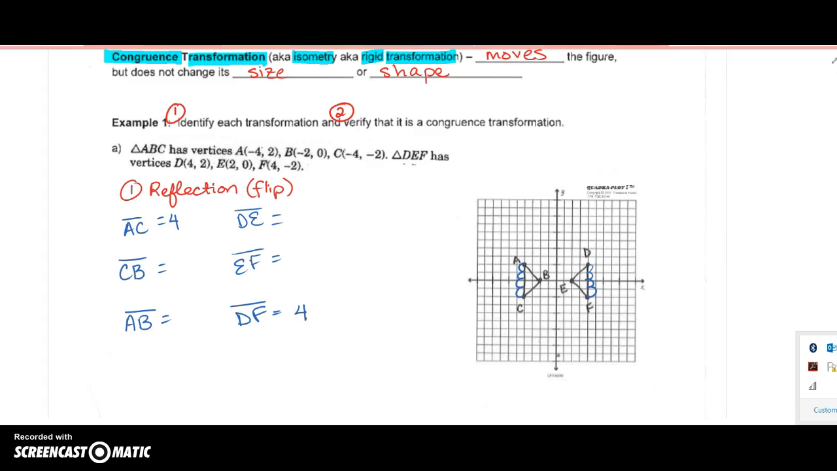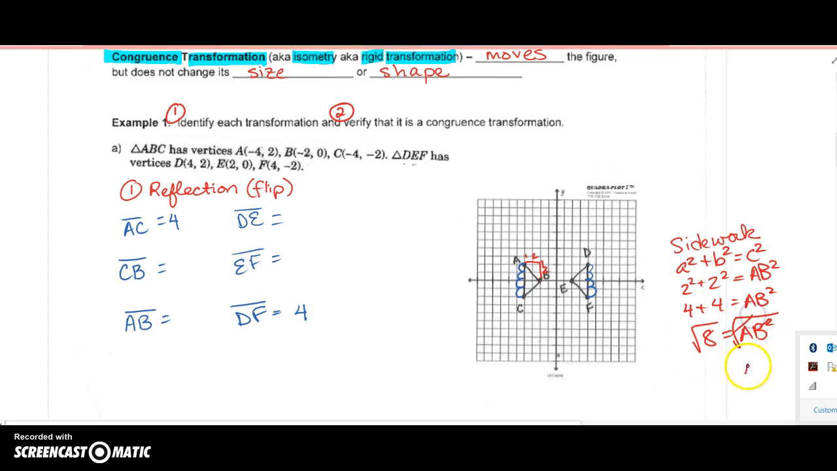And then, to find the length from A to B, we're going to go over here in our side work and do the Pythagorean theorem. We're going to do a squared plus b squared equals c squared. So that's 2 squared plus 2 squared equals AB squared. So that's 4 plus 4, so that's 8. And then we'll square root both of these. So AB equals square root 8.